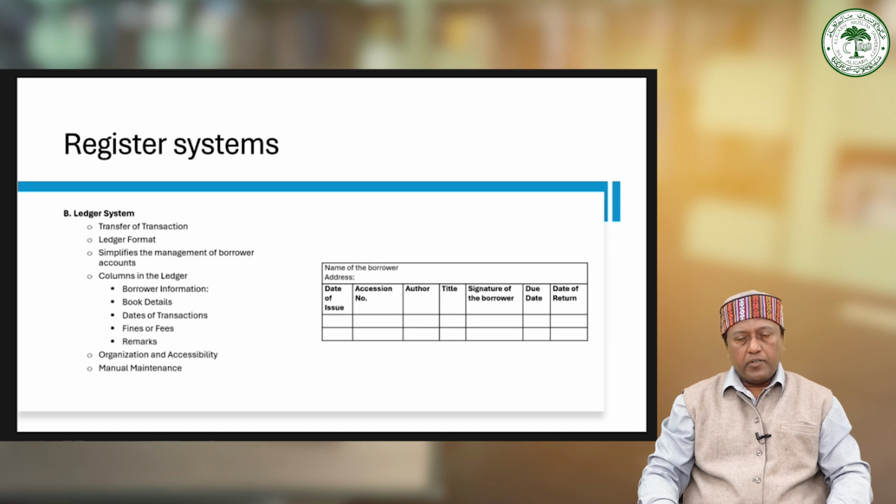However, the use of a ledger allows for more detailed and structured record keeping compared to the simpler day book method. You can see the specimen of the ledger system here, where you have name of the borrower, address, date of issue, accession number, author, title, signature of the borrower, and then due date and date of return. All these things are maintained in the ledger system.